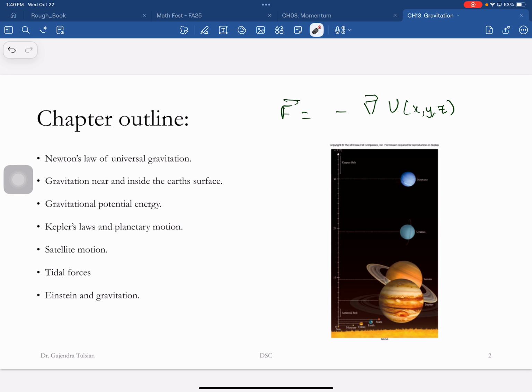Okay, so we'll look at satellite motion. And nowadays there's so many satellites up there. Your lives depend on it. This thing wouldn't work without those satellites. Again, Mr. Newton explained tidal forces. Okay, he explained how tides occur.